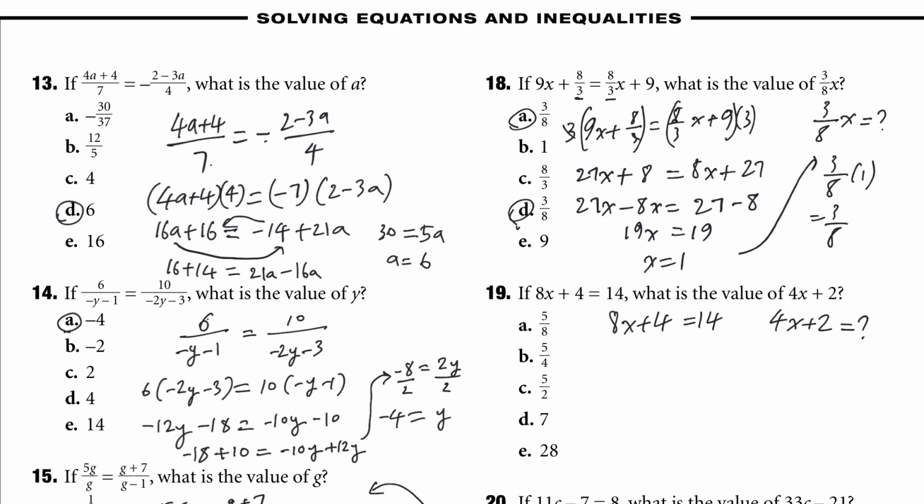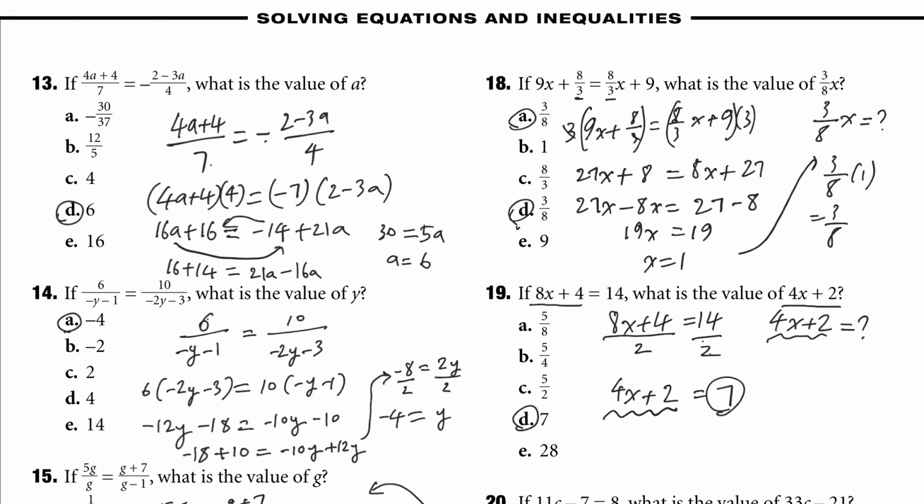If you are able to recognize that 8x plus 4 is exactly double 4x plus 2, what you can do is you can divide both sides by 2. Why? Because 8x over 2 is 4x, plus 4 over 2 is 2. And 14 over 2 is 7. And C, 4x plus 2, 4x plus 2. So your answer is 7.